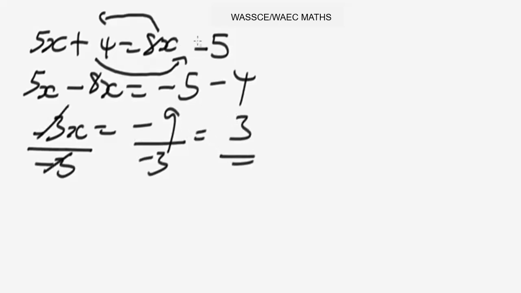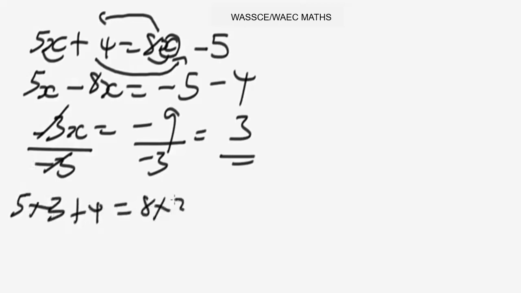Now to verify if this solution is correct, let's plug in the value we got, this 3, into this x here and see if we are going to get the same answer at both ends. So you're going to have 5 times 3 + 4 equals 8 times 3 - 5. So 5 times 3 gives us 15. 15 + 4 will give us 19. Now 8 times 3 will give us 24. 24 - 5 will give us 19. As you can see, we have equal values at both ends. So the solution is correct. Alright, so that's it for this kind of problem.